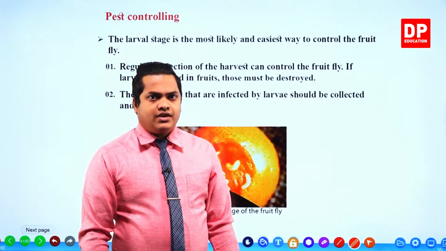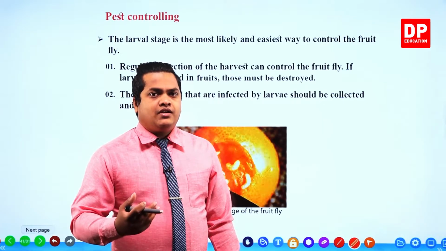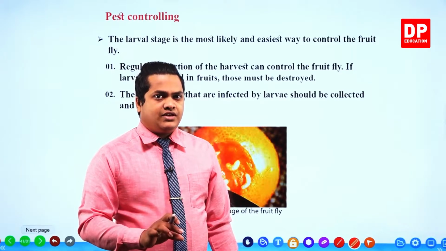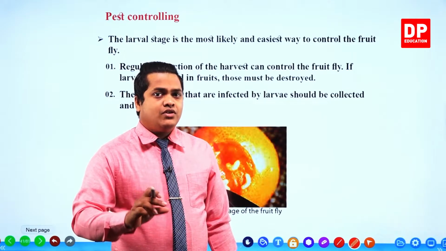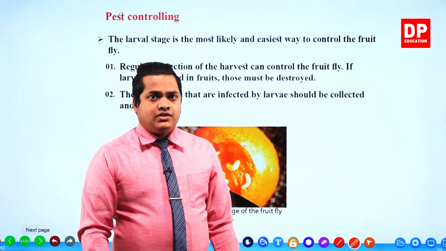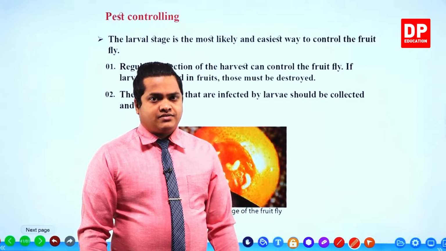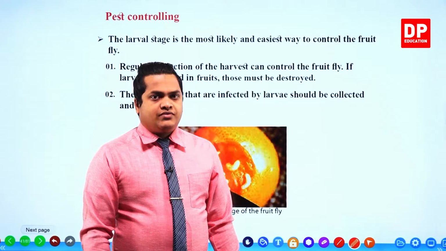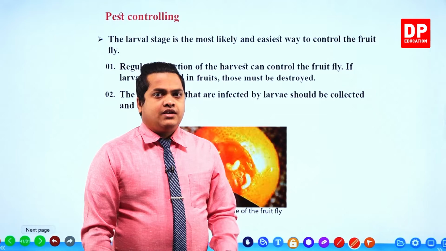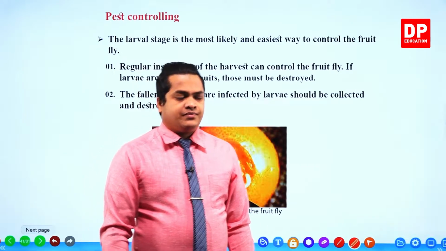Okay, so it's easy to destroy the larva contained within the fruits. If a fruit is having that larva, we have to remove it and destroy it, otherwise it will go to different places as well. So we have to regularly inspect those fruits, and if there are contaminated ones, we have to remove and destroy those fruits.